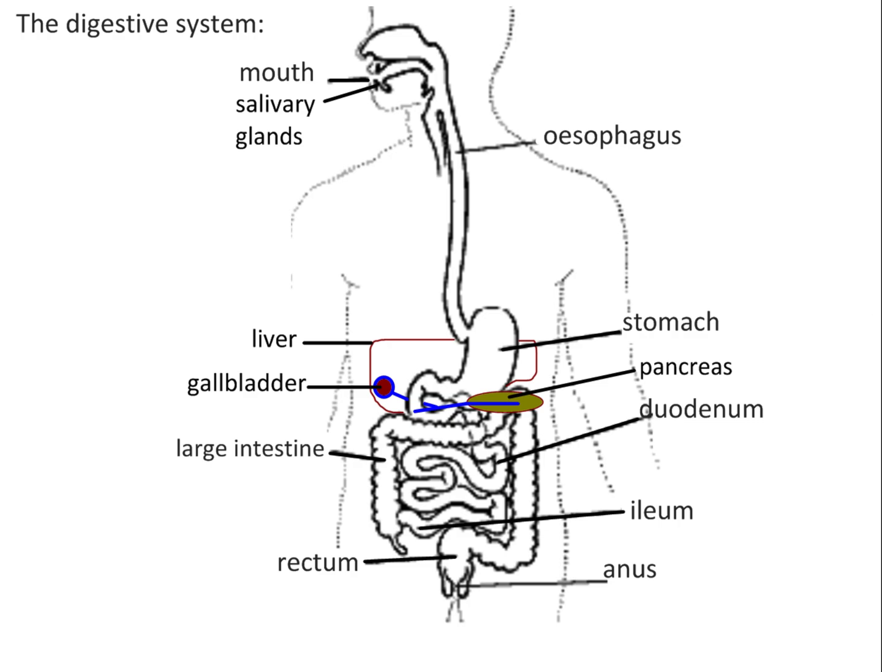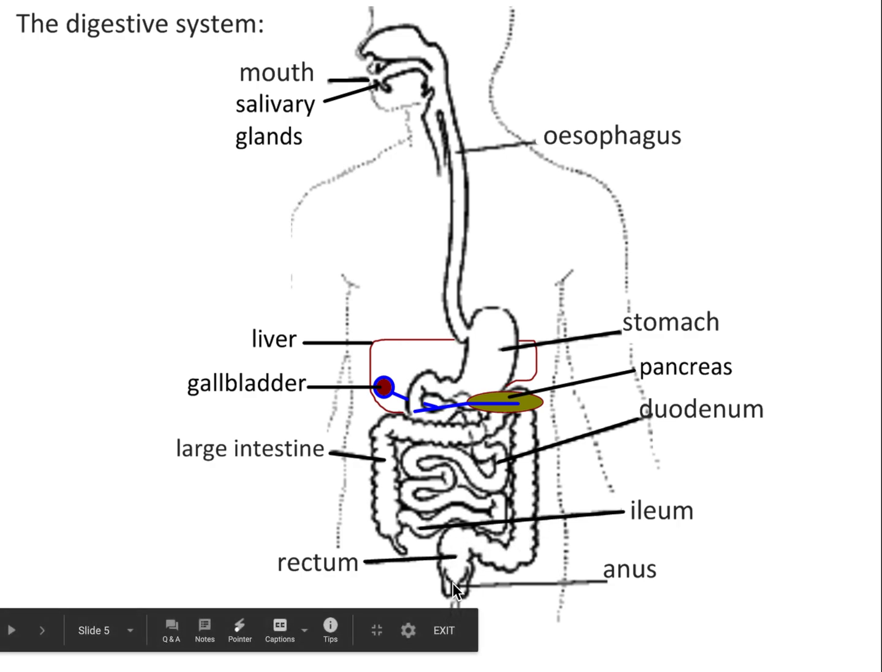So starting with the mouth, you can see that this is where the food would enter, going down the esophagus to the stomach. Then it would go into the small intestine here. And then eventually it's going to go into the large intestine and then out the anus.